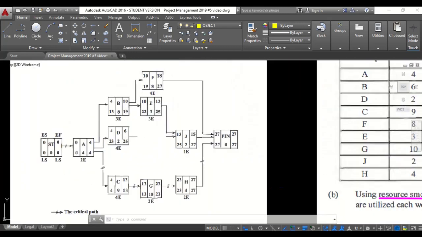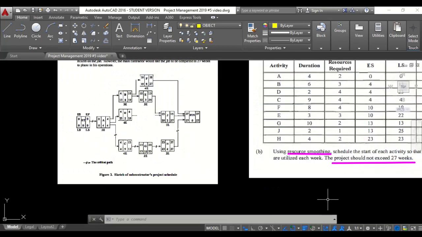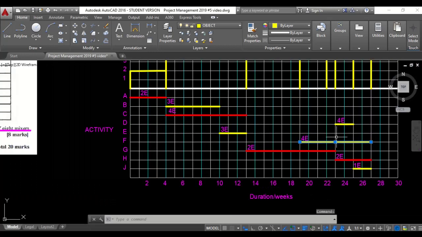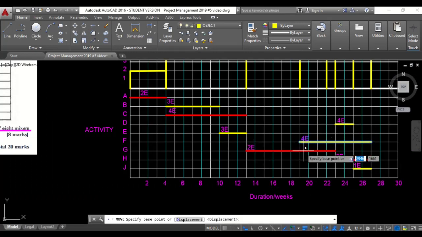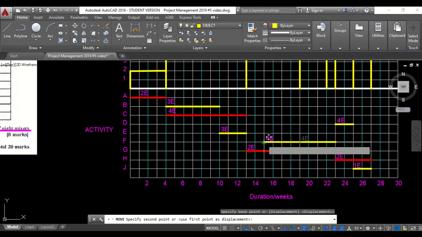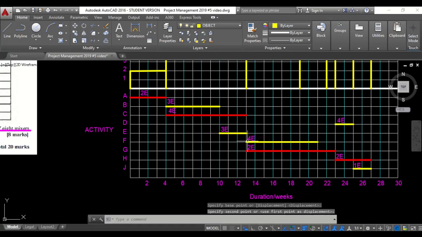Activity D is a predecessor of J. And activity F is not a predecessor of any activity. So activity F, earliest start, is day 10. So let's see. If I move F over to day 13, it would work because it's still within the time that it can start.